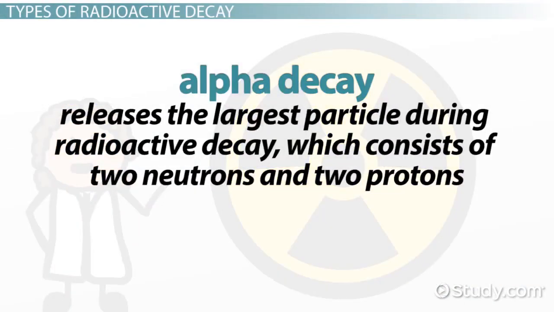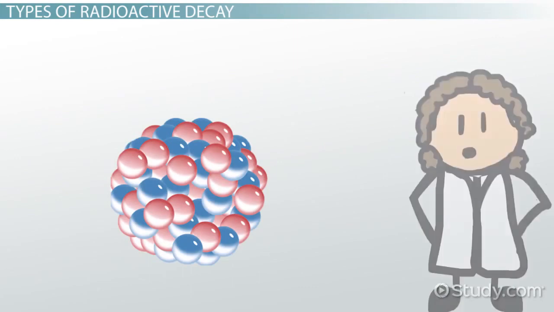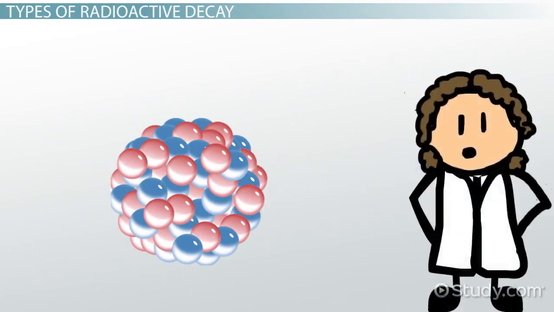Alpha decay releases the largest particle during radioactive decay, which consists of 2 neutrons and 2 protons. This type of decay ejects the subatomic particles very quickly, which can damage our cells if they get into our bodies. However, since alpha particles are very big, they don't get too far and are easily blocked by our clothing. When an element undergoes alpha decay, it releases protons, which turn it into a different element entirely.